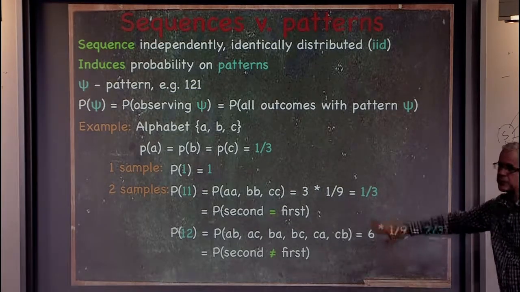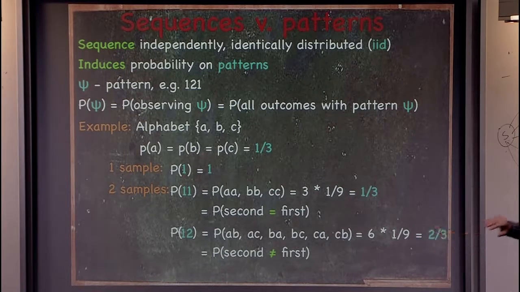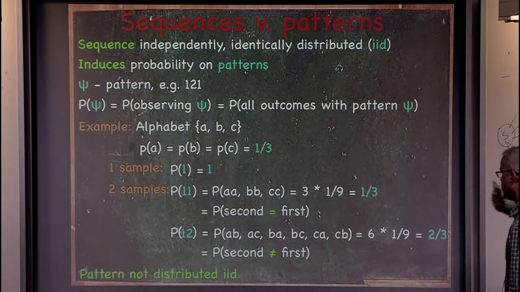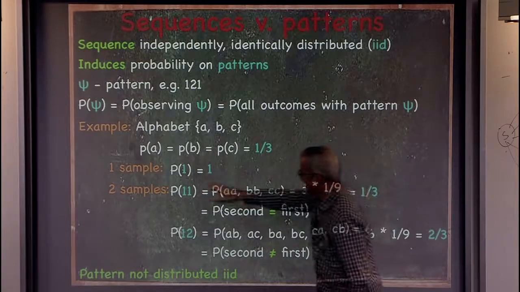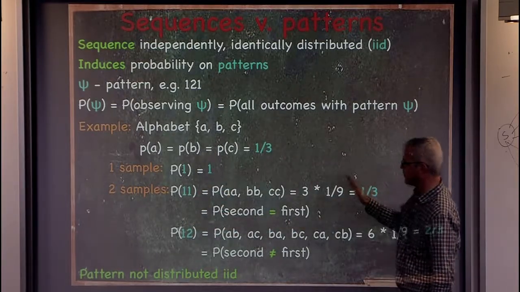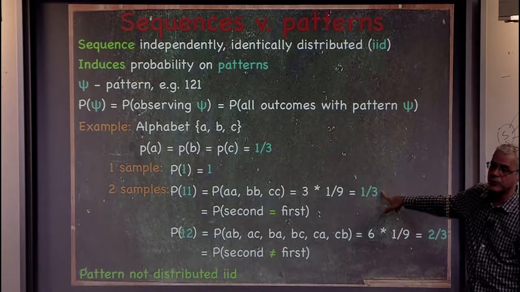So this just explains to people who don't know what the pattern is, and how we calculate the probability. You can see the patterns are no longer distributed IID because the probability of 1, 1 is not the probability of 1 squared.